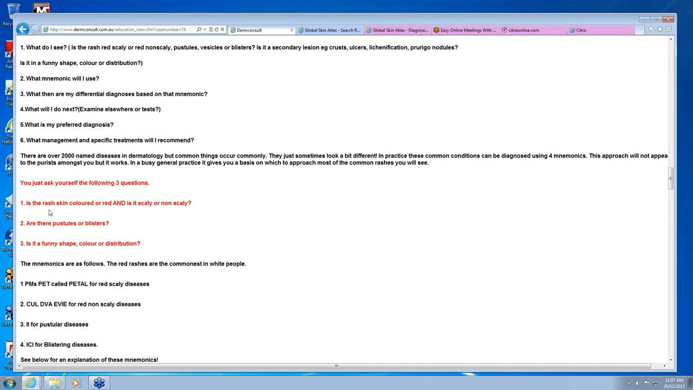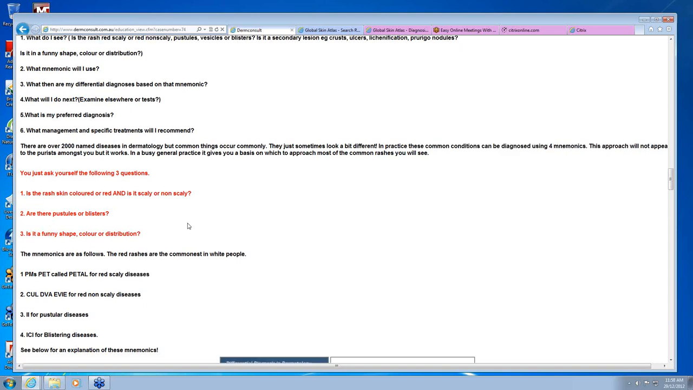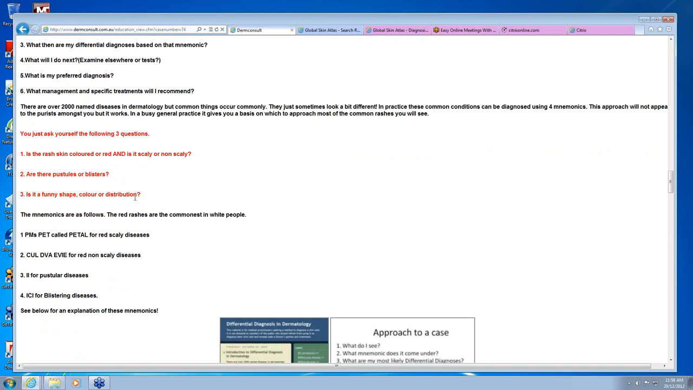The 3 questions are: is the rash skin-colored or red, and is it scaly or non-scaly? Second question, are there any pustules or blisters? The third question, is the rash in a funny shape, color, or distribution? And the 4 mnemonics: well, the vast majority of inflammatory skin diseases you're going to see are going to be red and scaly or red and non-scaly.